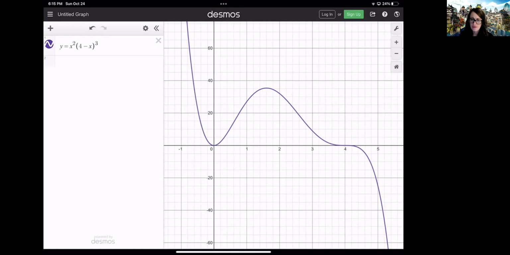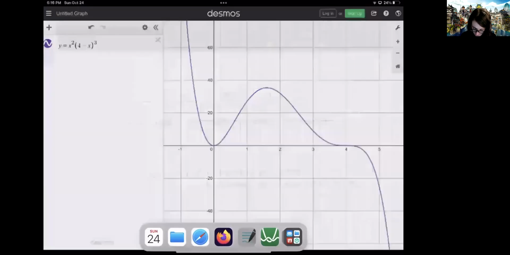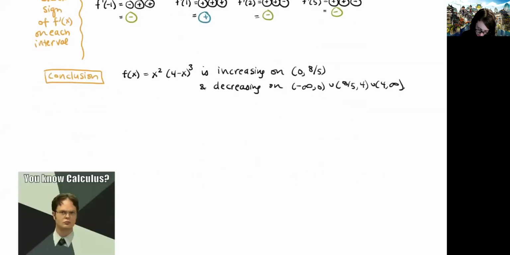So let's see, what numbers have we got here? It looks like we've got zero as a turning point. Between 1 and 2, there's our 1.6 or 8/5. And then at 4, it looks like a horizontal tangent line, but then it continues to decrease. It doesn't turn around there. So let's sketch this into our notes and see. I think that's what we found here.